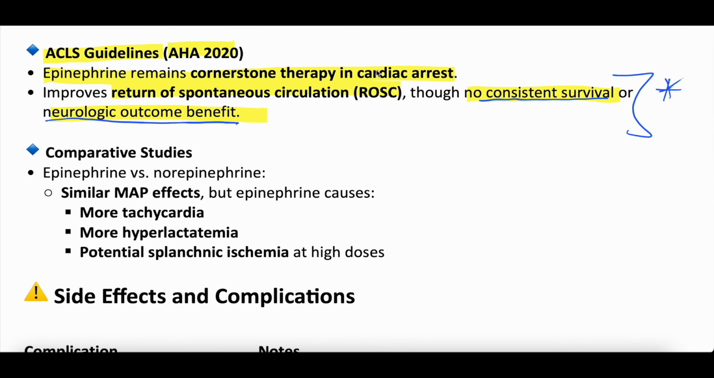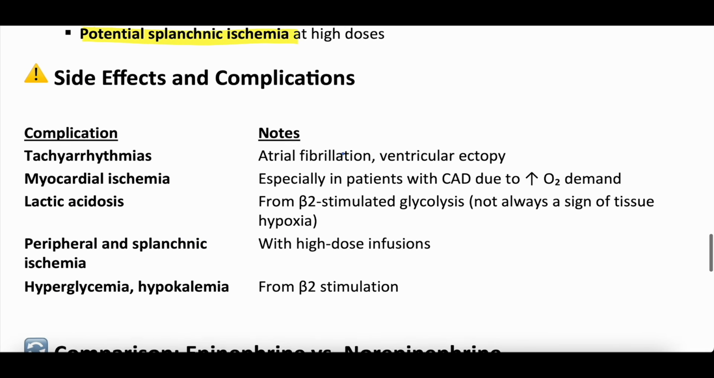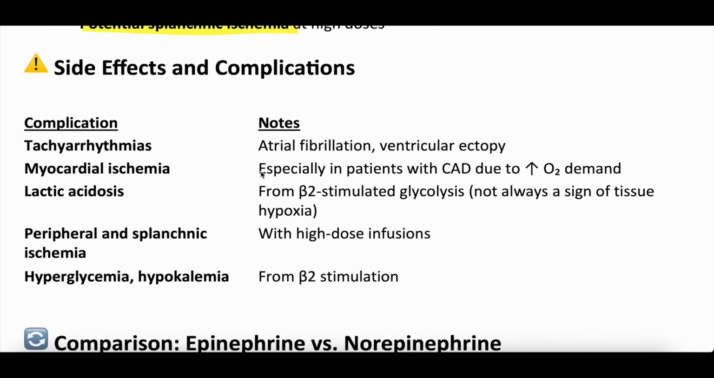Comparative studies on epinephrine versus norepinephrine seem to show similar MAP effects, but epinephrine can cause more tachycardia, elevated lactate, and potentially some splanchnic ischemia, which is why norepinephrine is our first-line drug as compared to epinephrine. Side effects and complications are similar to a lot of our catecholamine vasopressors.